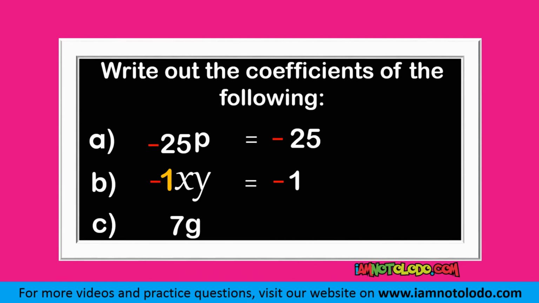Good. So what is the coefficient of G? The coefficient of G is 7. Did you get it right? Good.